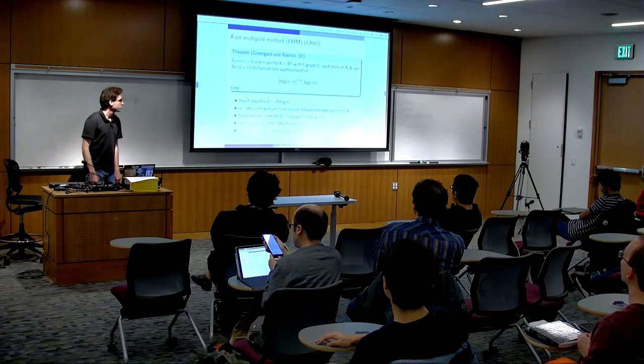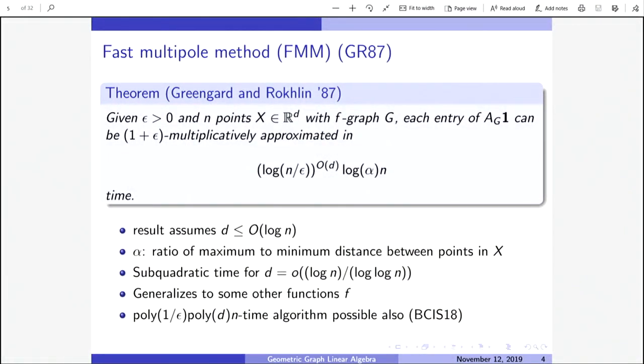Okay, so there's this classic algorithm for this problem dating from the 80s called the fast multipole method. Basically, it's a way to solve this problem in near linear time in low dimensions. Specifically, given n points in d dimensions, it's possible to compute a matrix vector product approximately in log of 1 over epsilon to the d times order n time. The way to think about this result is that for very high amounts of accuracy, you can solve this problem in subquadratic time in low dimensions.